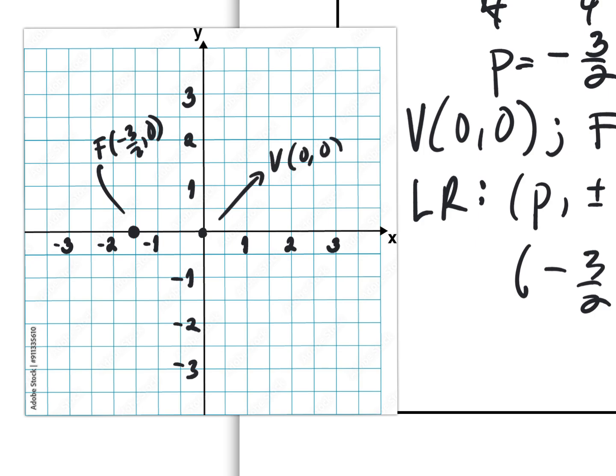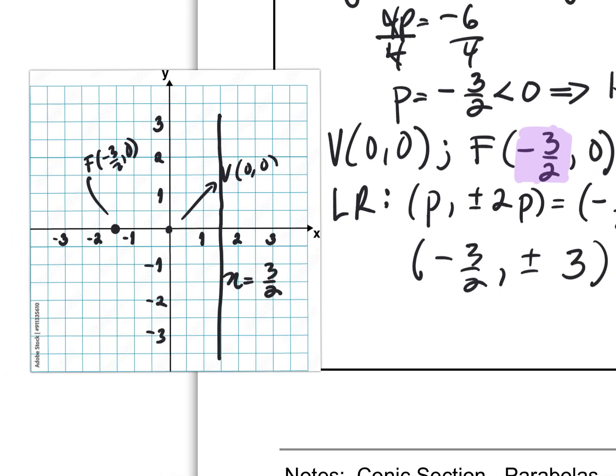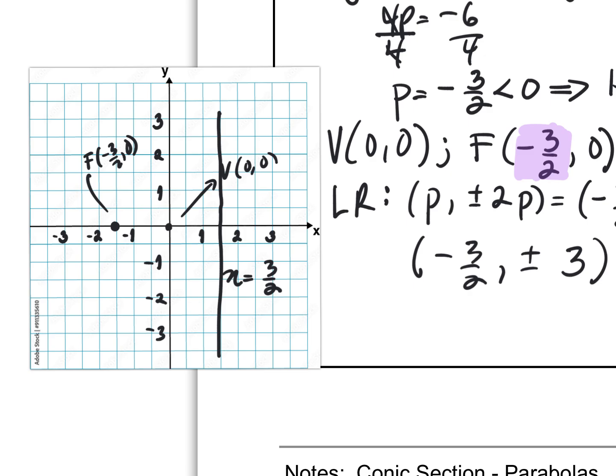Now our directrix is going to be located here, this part. This is going to be your x is equal to 3 over 2. Now the latus rectum's coordinates is going to be negative 3 over 2 plus or minus 3. So it's going to be somewhere here.